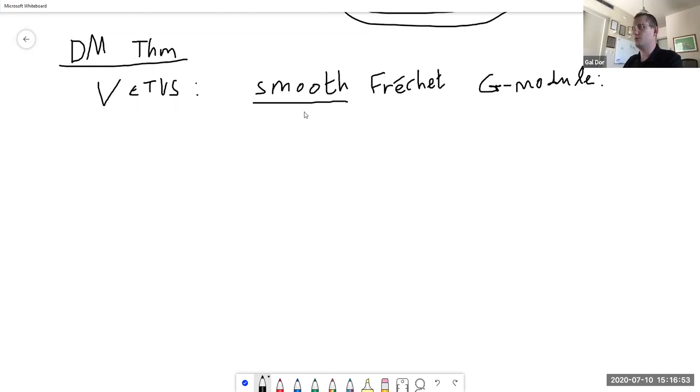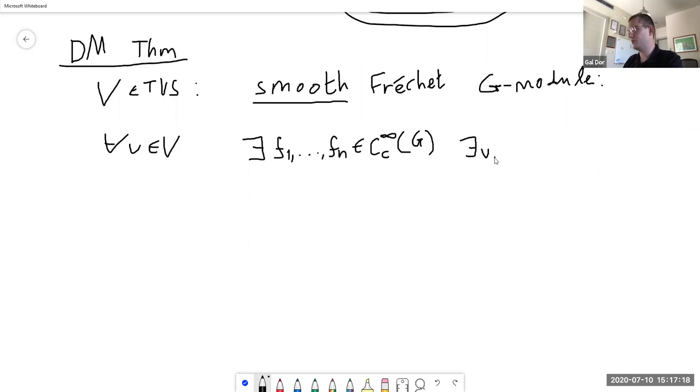But you have a smooth Fréchet G module, and the claim is that for every vector v inside the vector space, there exists some finite set of functions f1 through fn that are compactly supported functions on G, and some finite collection of vectors v1 to vn inside my representation, such that little v is equal to the sum of fi convolution with vi.